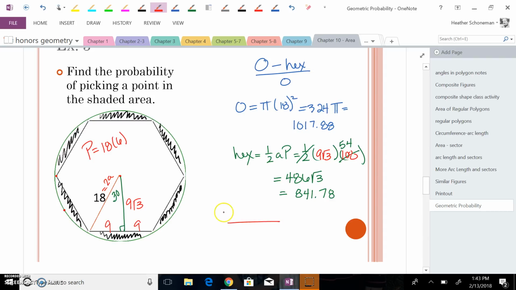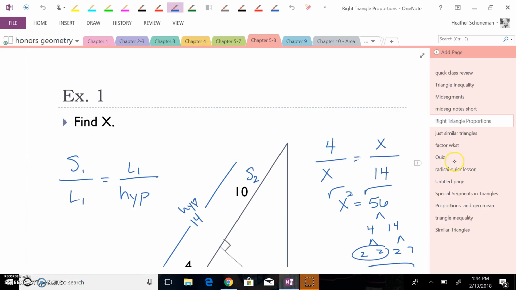Alright, plug it into your formula. You get 1017.88 minus 841.78 divided by 1017.88. Okay. Now, as you're doing this, keep in mind the number in the numerator should never be negative, which makes sense, because even though you may have bombed a test, you never have done so bad you get a negative score. So, it's got to be positive in the top. 17% of the picture is shaded, meaning if you picked a point at random, there's 17% chance it would land in the shaded area.